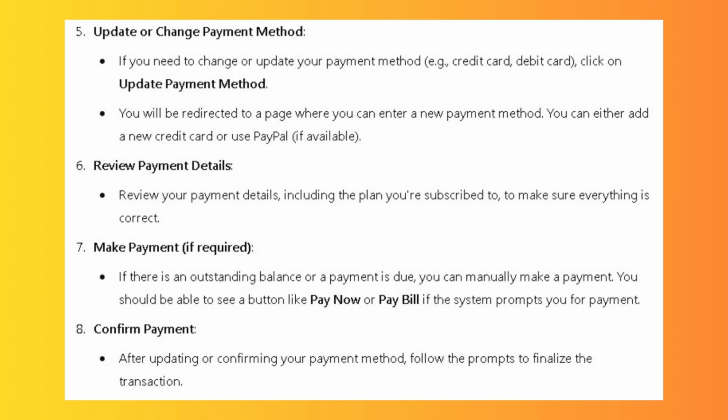Review payment details. Reviewing your payment details includes the plan you're subscribed to. This will make sure everything is correct. Make payment. If there is an outstanding balance or payment is due, you can manually make the payment. You should be able to see a button like Pay Now or Pay Bill if the system prompts you for a payment. After updating and confirming your payment method, follow the prompts to finalise the transaction.